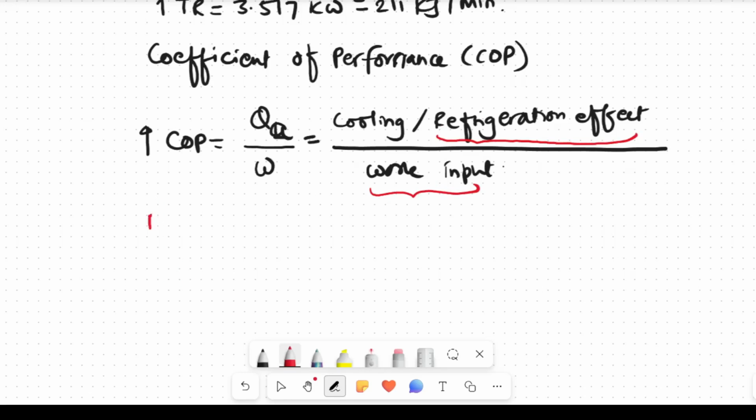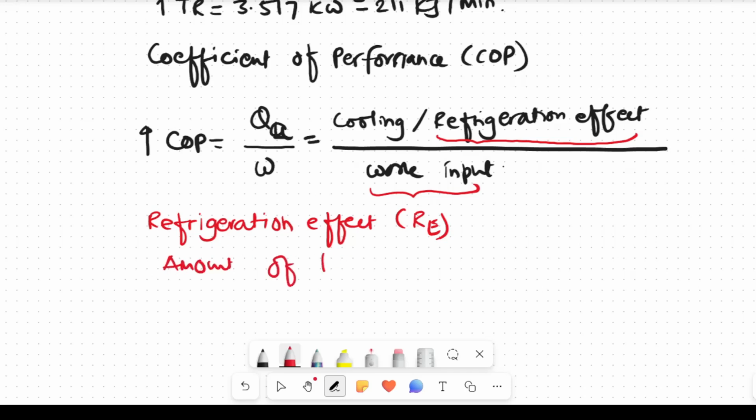Now let's talk about the refrigeration effect. It is written as RE. So what is the refrigeration effect? It is the amount of heat absorbed or removed from the required area.